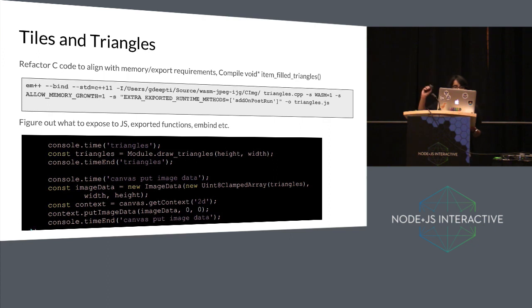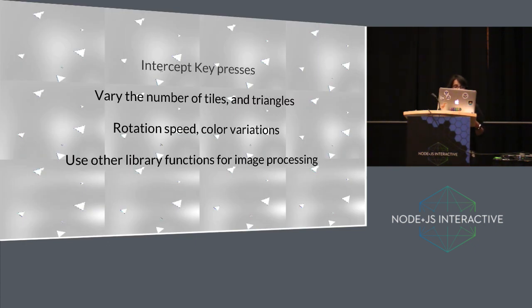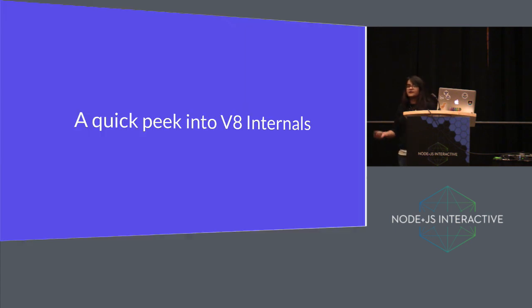The next screenshot is a part of the script in the index.html file, in the add-on post-run method that calls the function to get the image after the triangles are drawn on the background image. Some of this might look daunting in the beginning, but there's a lot of documentation out there, especially in the Emscripten repository, for how to use these options, what makes sense, and how you can expose C code to JavaScript. If you're interested, I would encourage you to try it out.